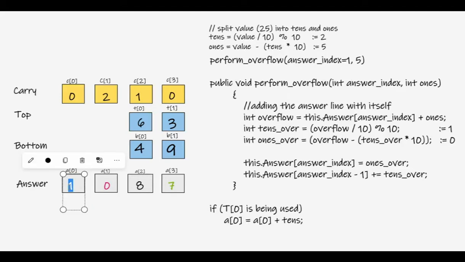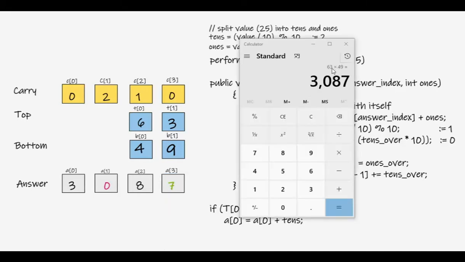That is 3. And guess what, team? This is the answer for 63 times 49. Let's prove that. And there you can see 63 times 49 is 3087. 3087. There you have it.